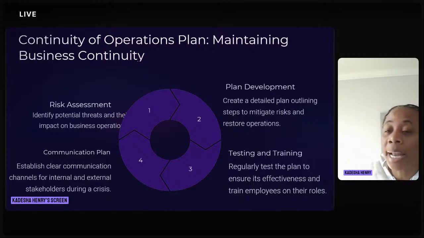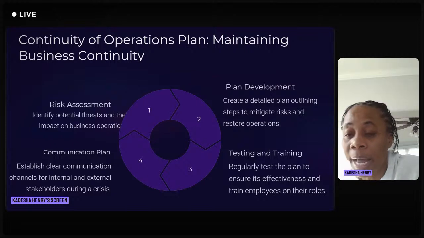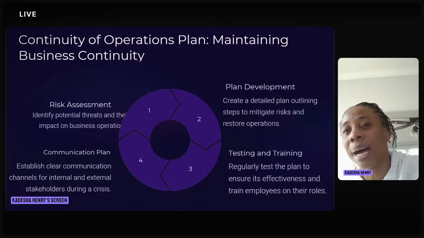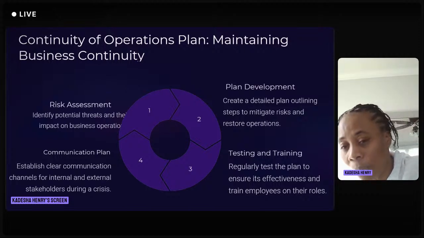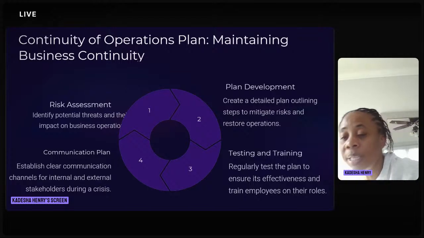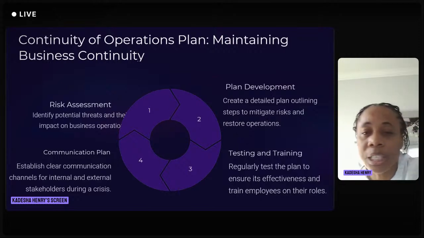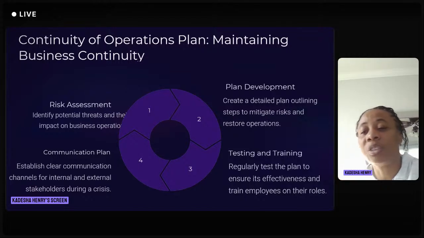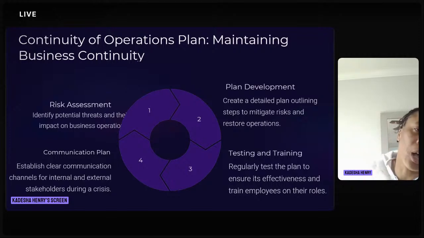So we're going to have plan development. We're going to create a detailed plan outlining steps to mitigate risk and restore operation. So if there was a ransomware attack, if there was a burning of the building, if there was some interruption, how can we continue business in the face of all of this? So that's why in the continuity of operation, we do planning. We create a detailed plan outlining steps to mitigate risk and restore operation, how we're going to mitigate a problem when it arrives.